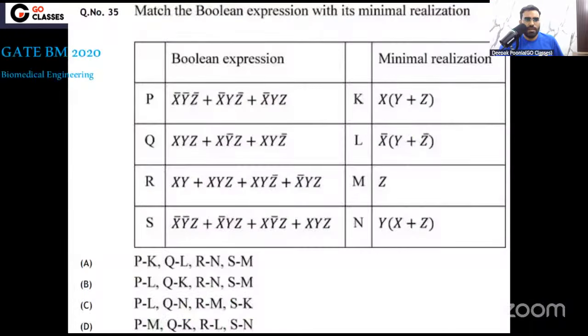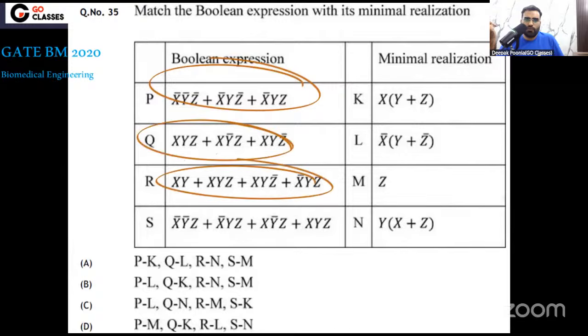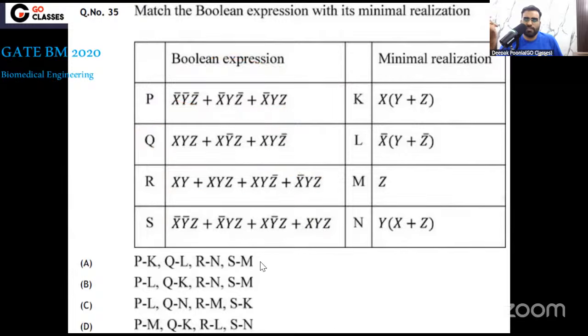Let's move on and solve the GATE Biomedical 2020 question. Here you can see: match the Boolean expression with its minimum realization. Some Boolean expressions are given to us, and we need to minimize each one and match it with its minimum expression. You can solve this using K-map, but for these four expressions you would have to create four K-maps. It might be time consuming.